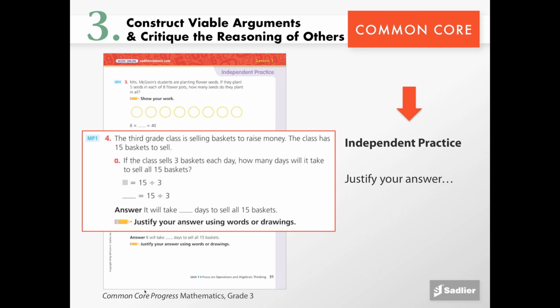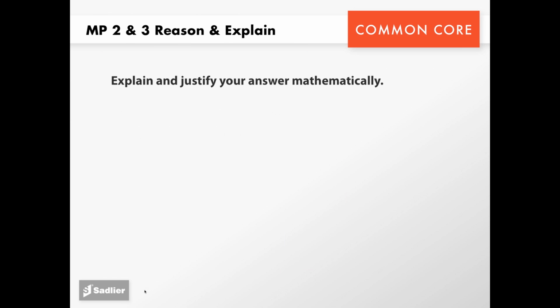Every lesson follows the gradual release of responsibility model: I do, we do, and you do independently. That's our guided instruction, our guided practice, and our independent practice section. And in our independent practice section, you'll see many exercises that ask students to justify their answers using words or drawings or numbers or symbols.